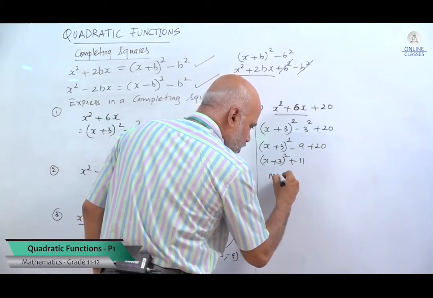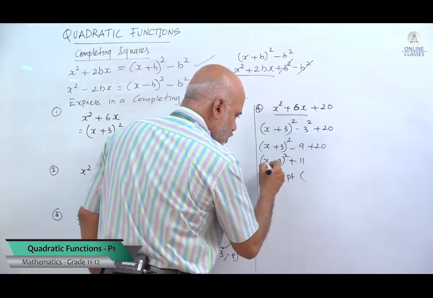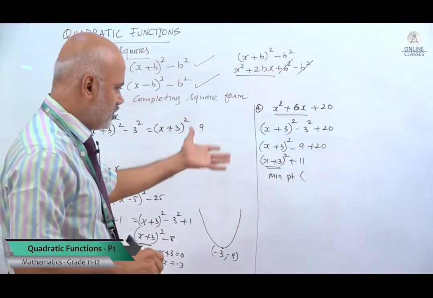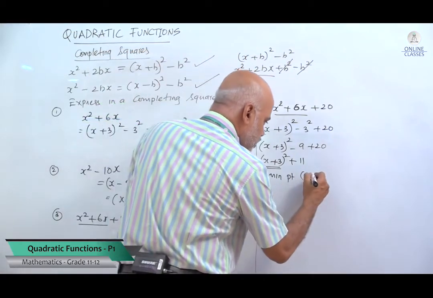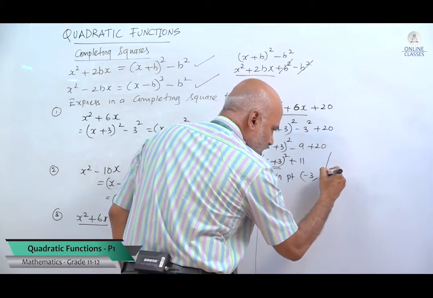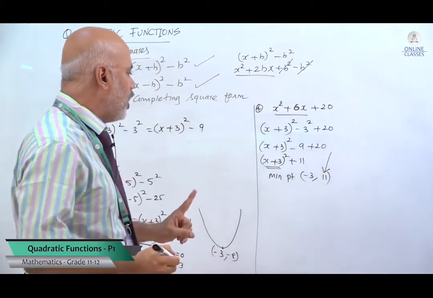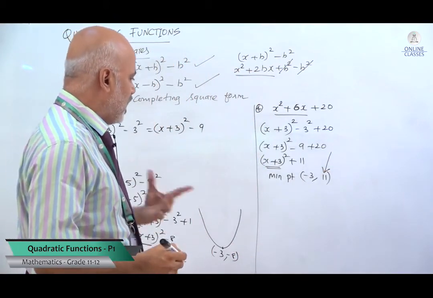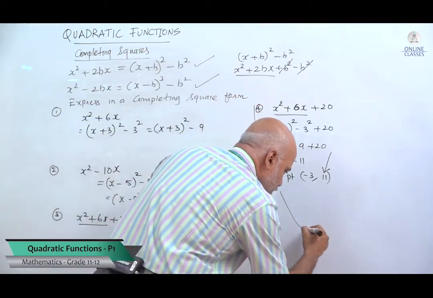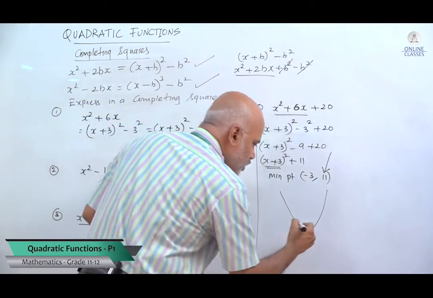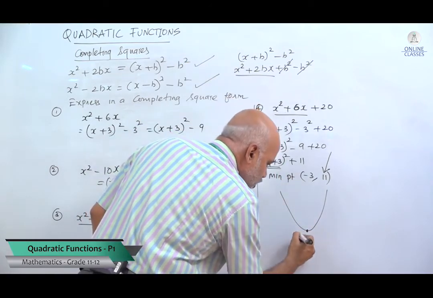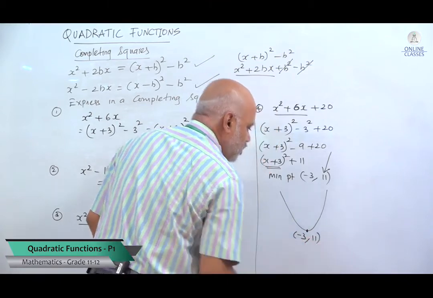So here the minimum point is what? Whatever the inside bracket, equate to 0, I said. So x plus 3 is equal to 0, x is equal to minus 3, and y is 11. Look at this, the y value is going to be one important idea to have. So what do you mean by that? You try to sketch roughly. I did the sketching. What is the turning point? Since it is a plus x square graph, it is minus 3, plus 11. Alright.